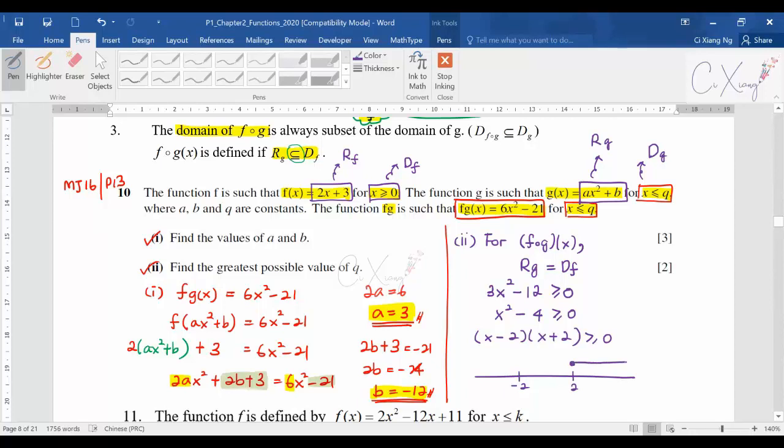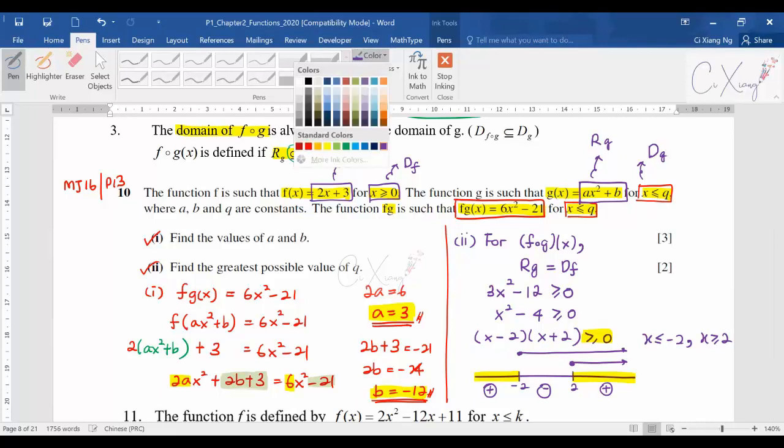Both, I need to draw the line to the right hand side. And then this is plus, minus, plus. Okay, because this question is asking for greater than or equal to 0, that means they want positive values. So you should have this answer and this answer. When you write out the answer, it will be x smaller than or equal to -2 and also x greater than or equal to 2. Okay, so now they are asking for the value of q.